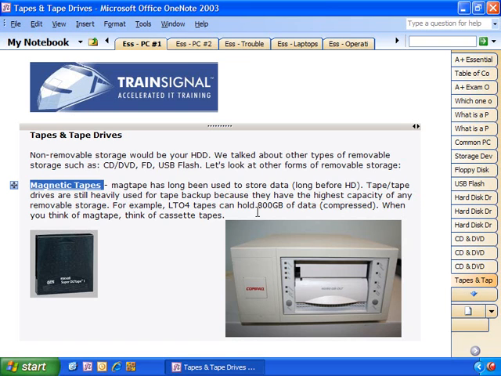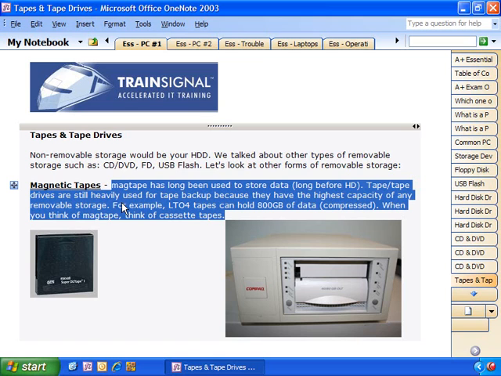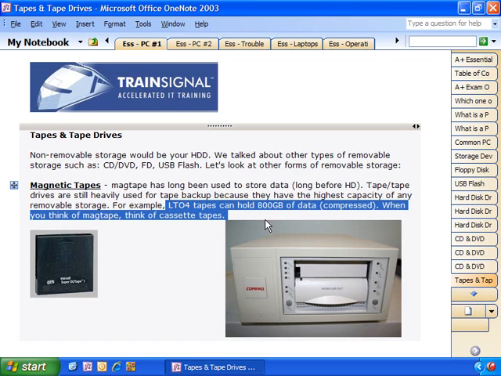So magnetic tapes, or mag tape, sometimes people call it, has long been used to store data. Long before hard drives even existed, there were magnetic tapes. Tapes and tape drives are still heavily used for tape backup because they have the highest capacity of any removable storage. So many home computer users don't use tape backups today because USB hard drives or USB flash or DVDs have gotten to be so inexpensive. But for companies that need to store a lot of data and do their backups, tape drives are still the best choice. For example, an LTO-4 tape drive can hold up to 800 gigabytes of data compressed.